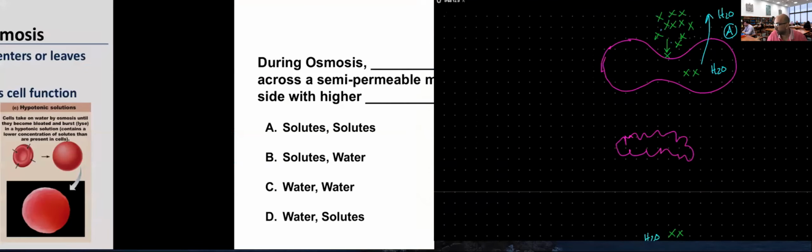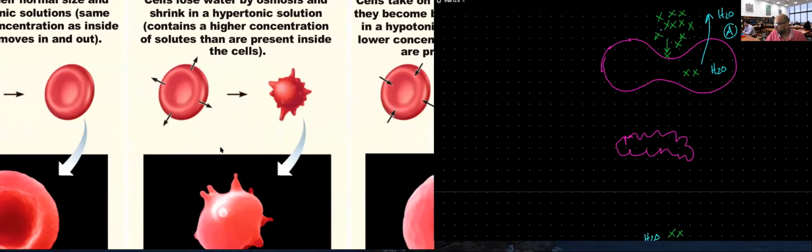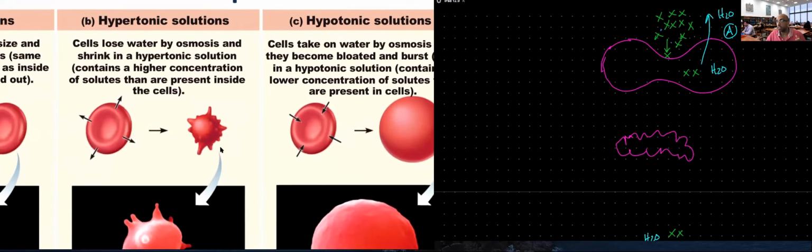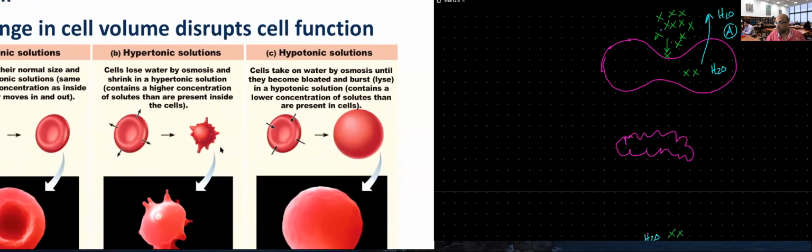So you see on here, if the cell is in a hypertonic solution, what I mean is a solution that has higher solute concentration, what's going to happen? The cell is going to be losing water out. And the cell will do what? Will shrink. Hypertonic.